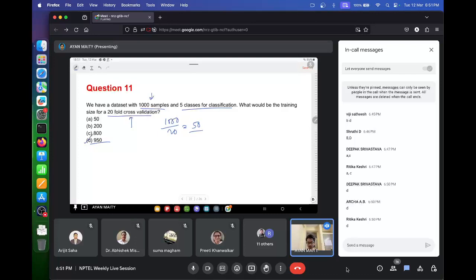So in case of 20-fold cross validation, 19 folds are used for training and one fold would be used for validation. So one fold contains 50 examples, so 50 examples will be reserved for validation. And the rest of the samples, that is 1000 minus 50, which is 950, will be used for training. So these 19 folds would be used for training. So 19 folds means 950 samples would be used for training, and 50 samples would be used for validation. So 950 is the correct answer.